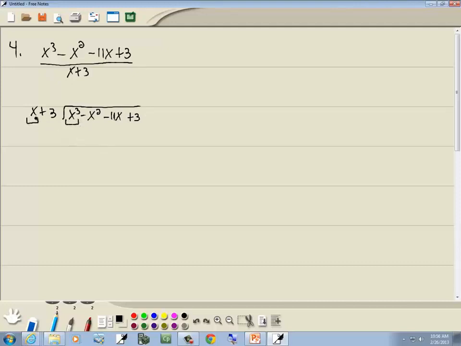So you ask yourself, what times x gives you x to the third, and that'd be x squared. Now whatever you put up on top, you multiply by what's out in front. So we're going to take the x squared times x plus 3. X squared times x is x to the third. X squared times 3 is 3x squared. So we've got x to the third plus 3x squared.